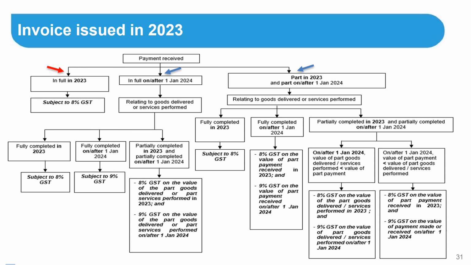If the payment is received in full before the GST rate change date, as illustrated by the red arrow, GST is chargeable at 8% and no adjustment is required. However, if the payment is not received in full before the rate change date, as illustrated by the blue arrows, we have to ascertain the date of delivery of goods or performance of services to determine whether there is a need to adjust the GST rate chargeable and issue a credit note and new invoice. We will now move on to cover each of these scenarios in the flowchart in detail.